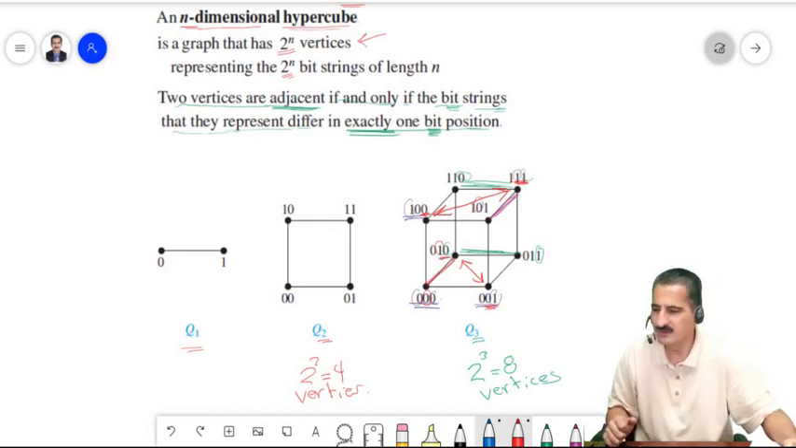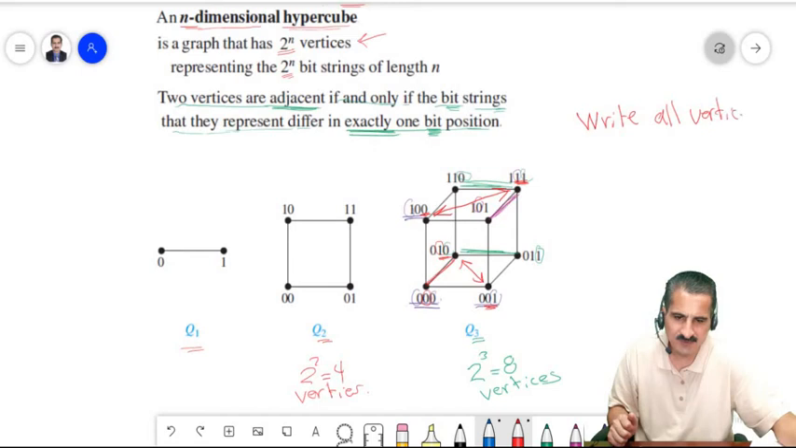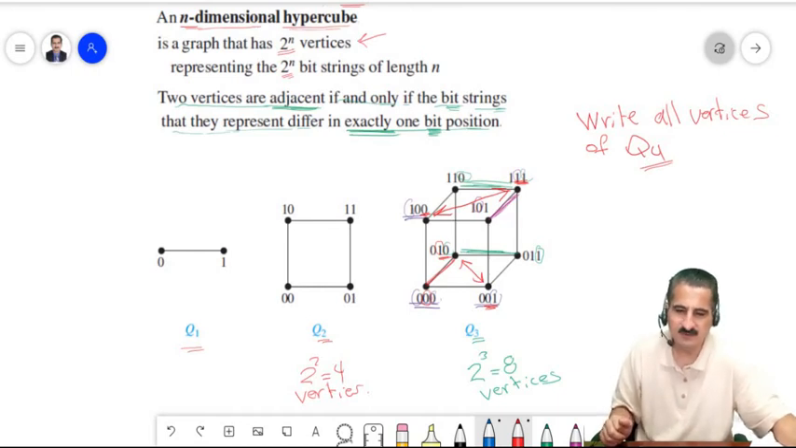Okay, so I want you to write all vertices of Q4. This is an exercise for you, it is in the book actually. How to graph Q4? We cannot, because it needs a fourth dimension. But we can state the edges in the following way.